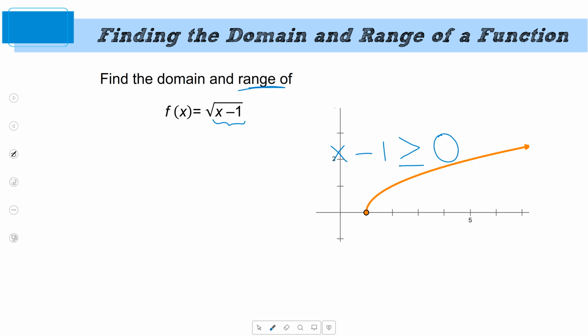As far as the domain, or sorry, that's the domain. As far as the range goes, I answer most range questions by looking at pictures. That's how my brain works. Okay.